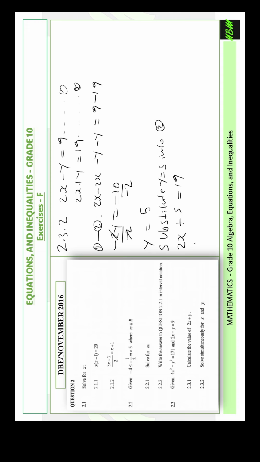Then let's solve for x. Transpose: 2x is equal to 19 minus 5. 19 minus 5 will give us 14. Then divide both sides by 2. 2x divided by 2, x is equal to 14 divided by 2, which is 7. Then that will be our solution for solving the two equations, 2x minus y is equal to 9 and 2x plus y is equal to 19 simultaneously.